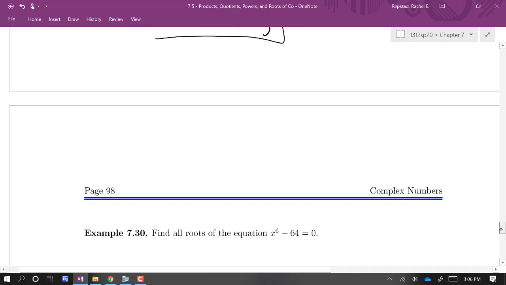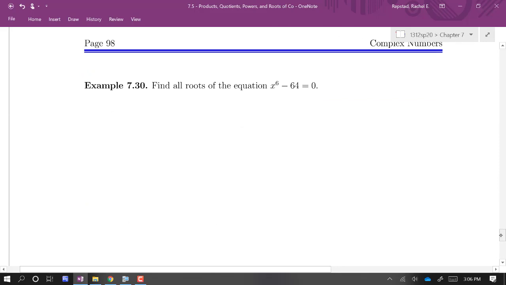Okay. Let's try one more. We're going to find the roots of the equation. Finding the roots of an equation always means finding the solution, finding where it's equal to 0. So when we want to find the roots of this equation, we're just going to solve x to the 6 minus 64 equals 0. And, you know, we could rewrite it. It'll take just the tiniest bit of algebra. This means x to the 6 is equal to 64.